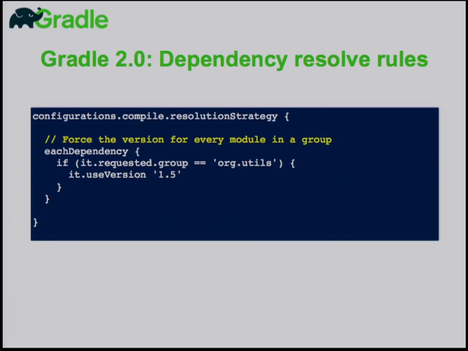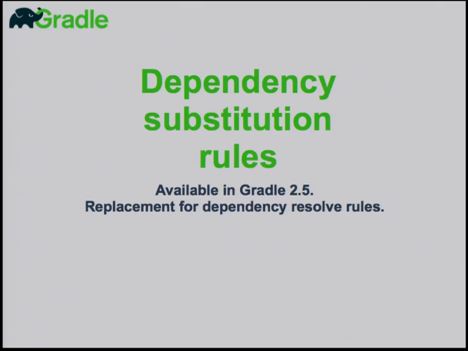So that was dependency resolve rules. These are still around. They'll be around in Gradle 2.5. The intention is to deprecate and replace, and I'll explain why a little bit. So the new feature coming in 2.5 is dependency substitution rules. So the original plan was to just basically enhance the existing functionality, the dependency resolve rules functionality. Basically go, oh cool, this kind of works, let's just make sure we can put project dependencies in there as well and everything will be fine.